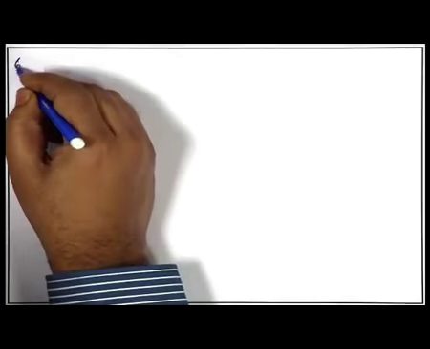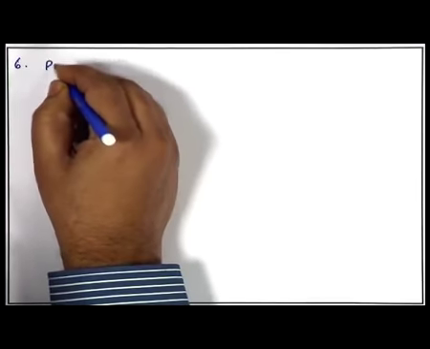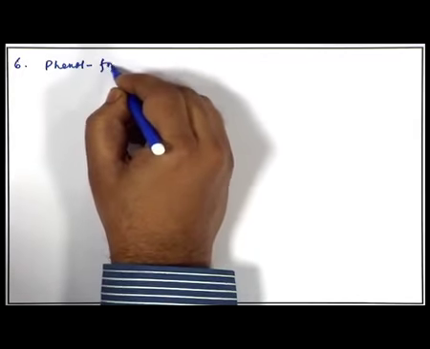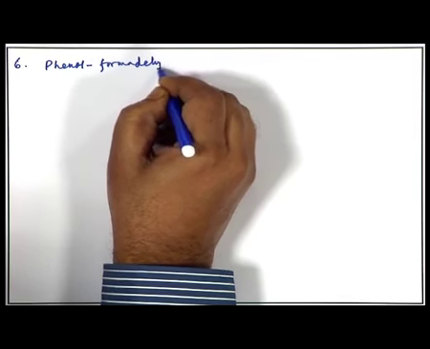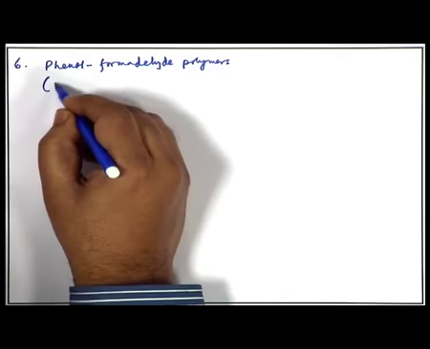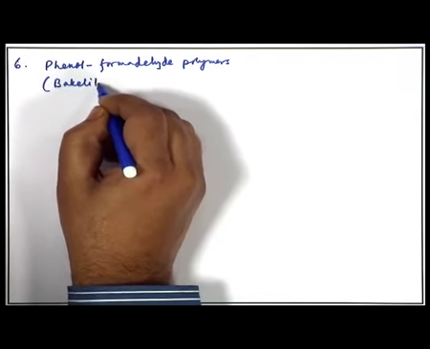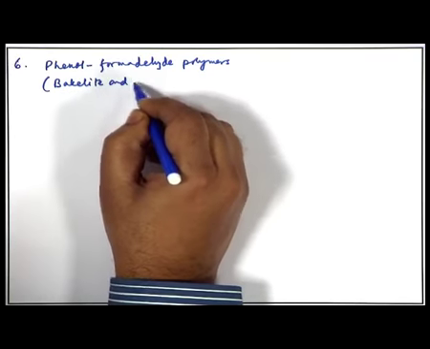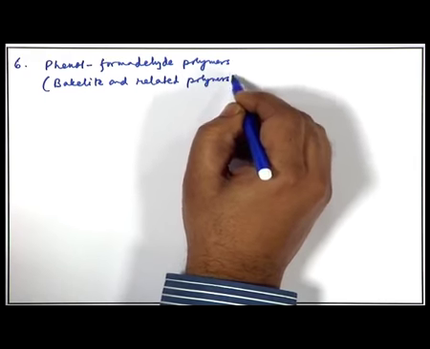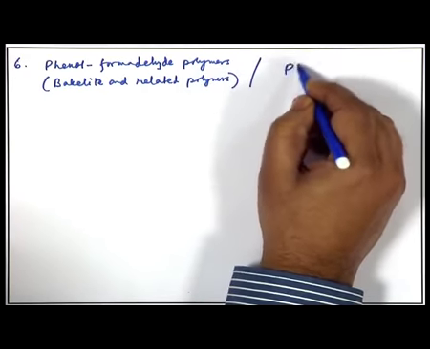So, next we had 5, now we will have number 6. We will talk about phenol formaldehyde polymers. These are actually Bakelite and related polymers. It is also generically called phenolics.